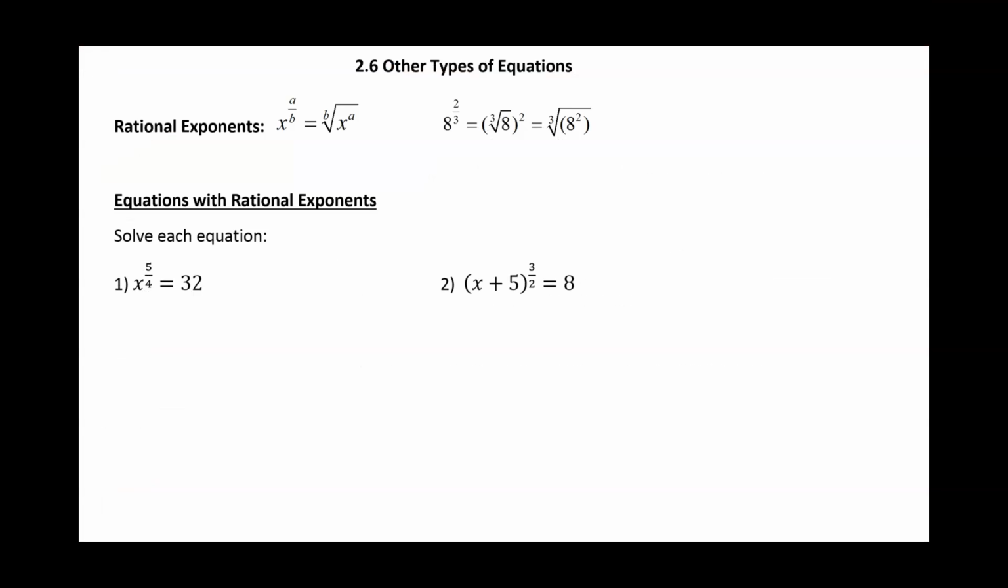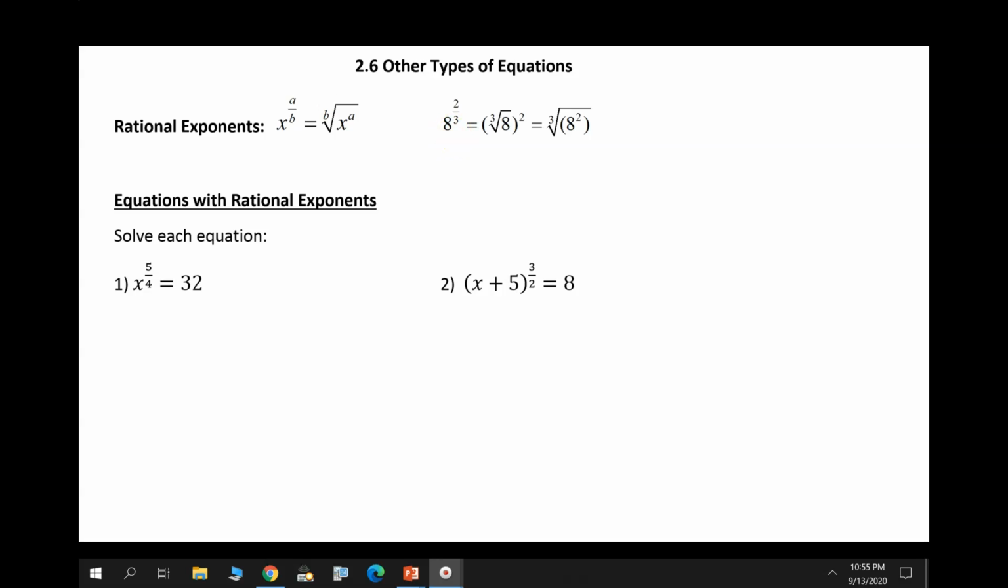Right, so when we talk about rational exponents, we mean a variable raised to a fraction. Your numerator is going to be your exponent. Your denominator is going to be your index, the thing that tells you whether it's a square root or a cube root. So for instance, if you had 8 to the 2/3, the numerator 2 is your exponent. The denominator 3 is your index.